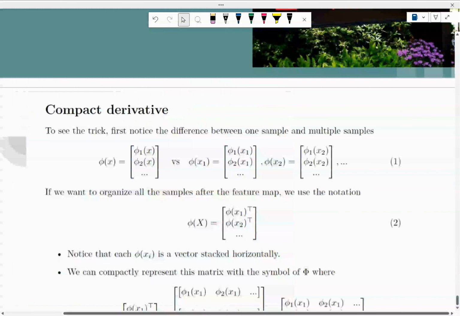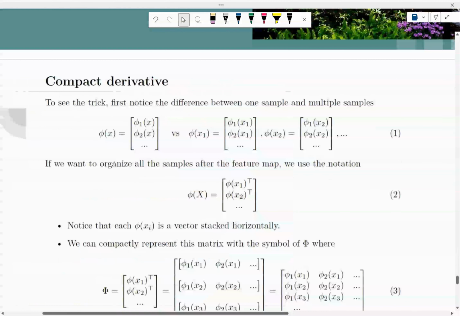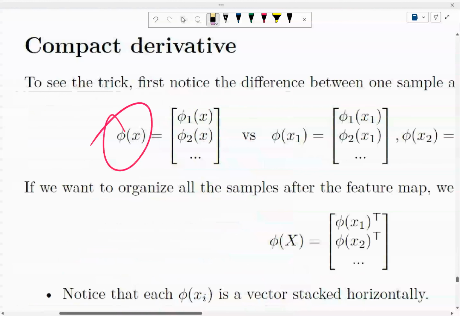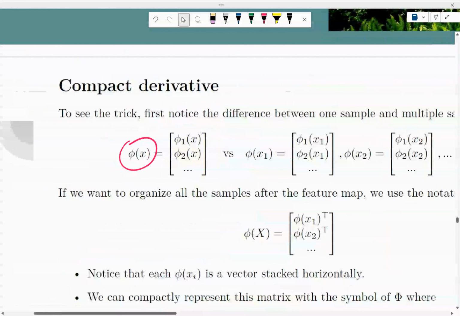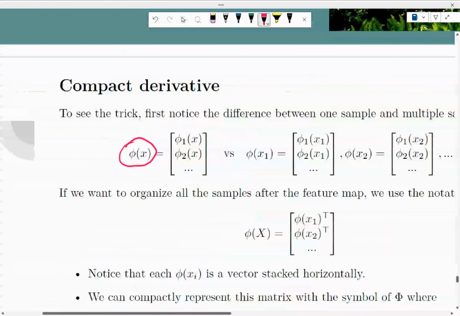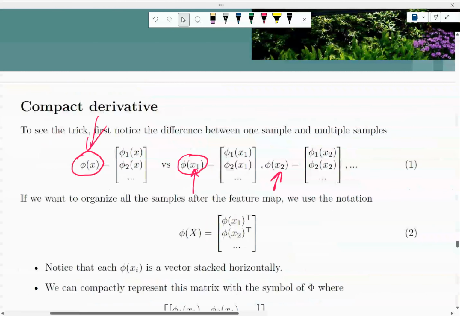So, the compact derivative. We learned that this is phi. If you have phi here, this means that you have phi 1, phi 2, all the way down. These are the basis functions, and this is the compact representation. Once you have phi of x, which is the feature map, you can start plugging in numbers. You can plug in the first sample x1, the second, all the way to xn.